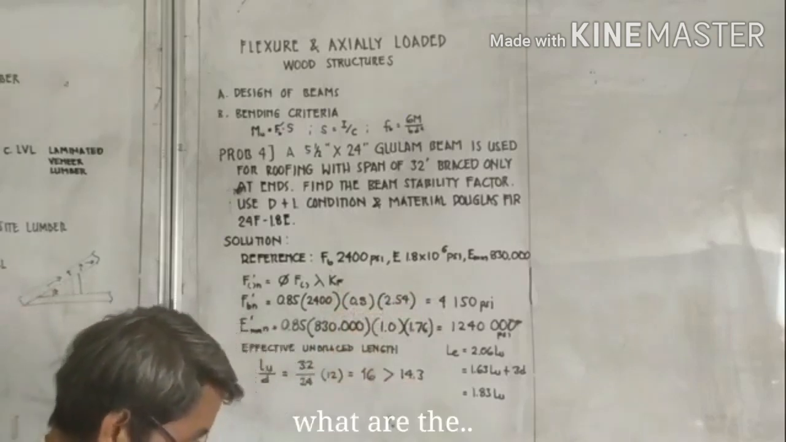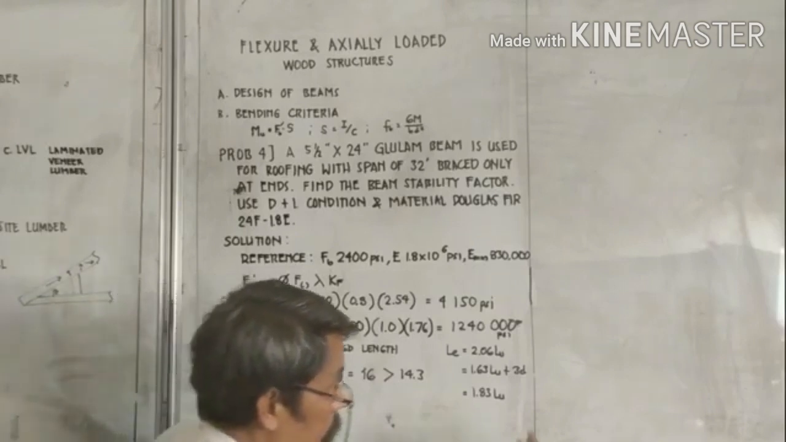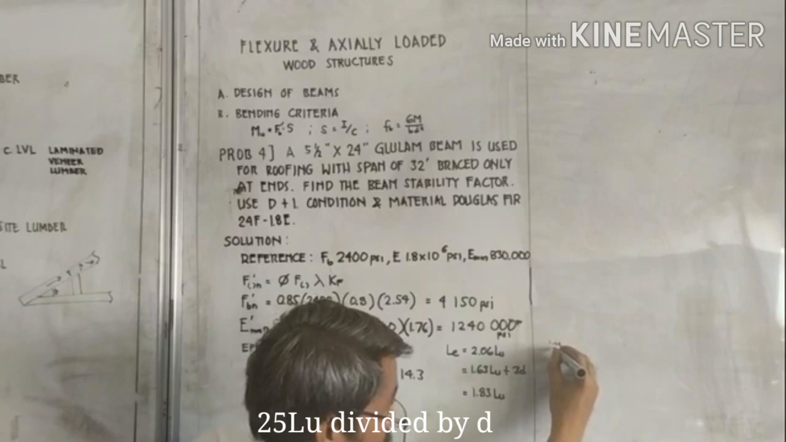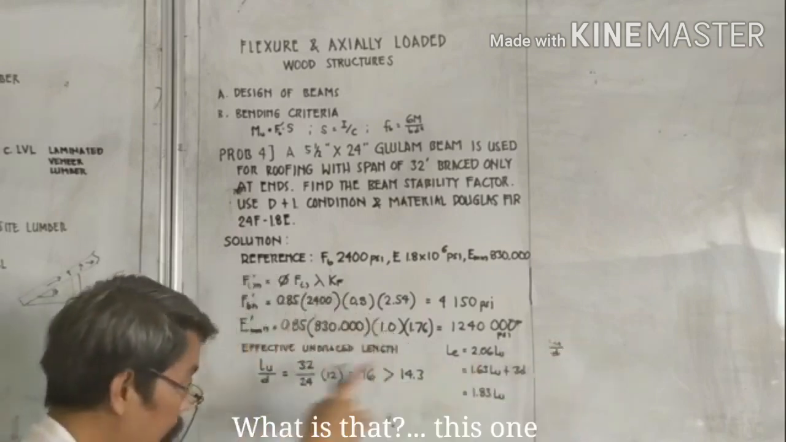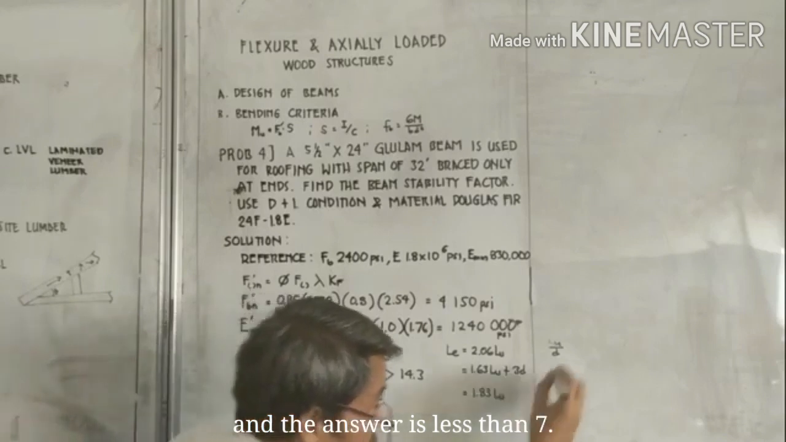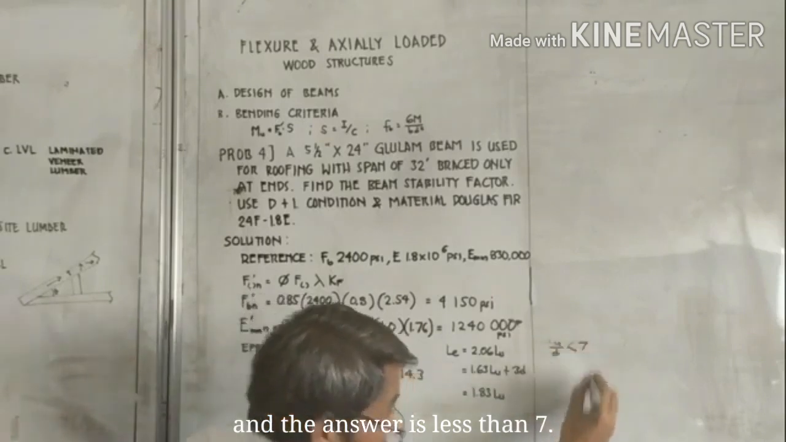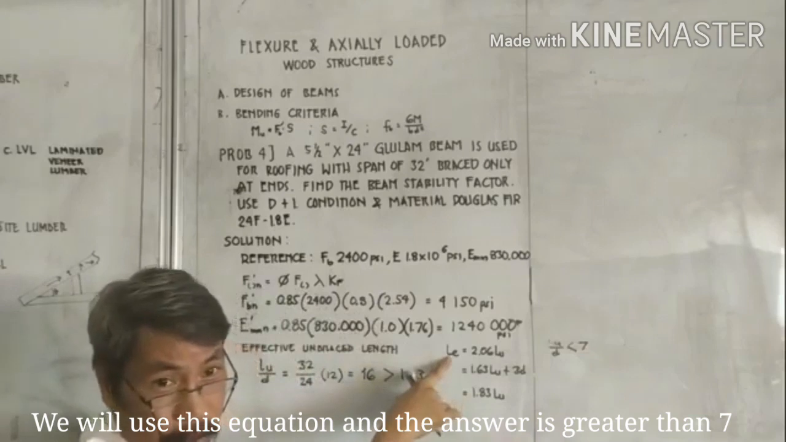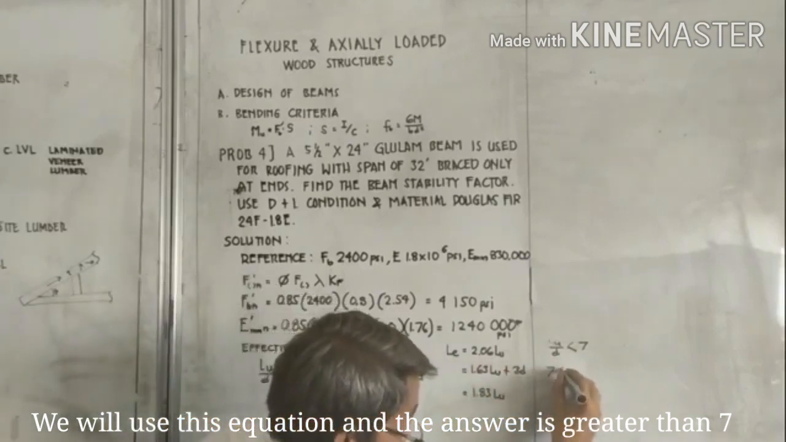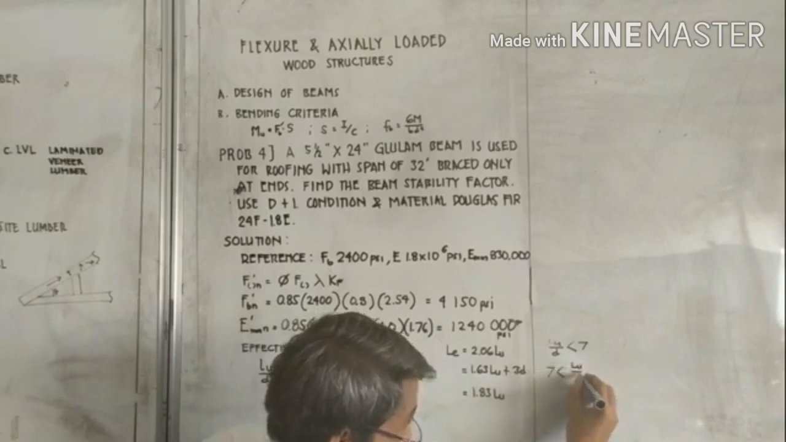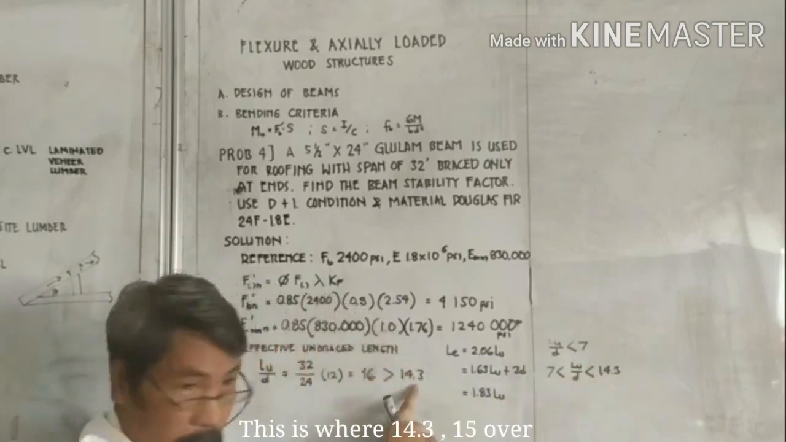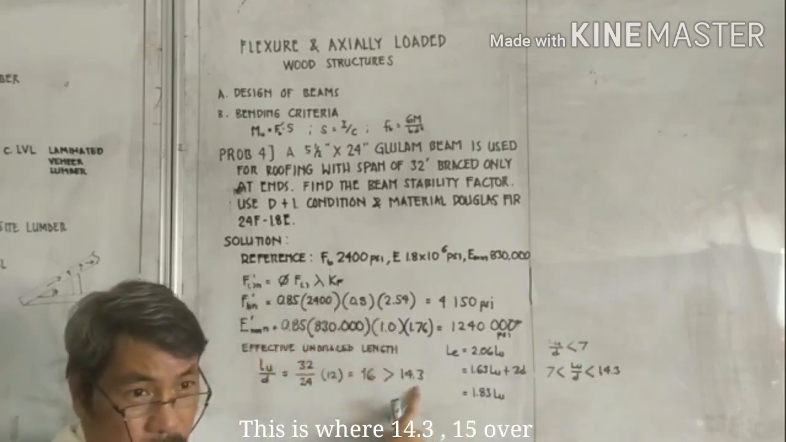So what are the conditions? If we divide LU by D, what is that? Right. And if the answer is less than 7, we will use this equation. If the answer is greater than 7 and less than 14.3. So this is where the negative came over.